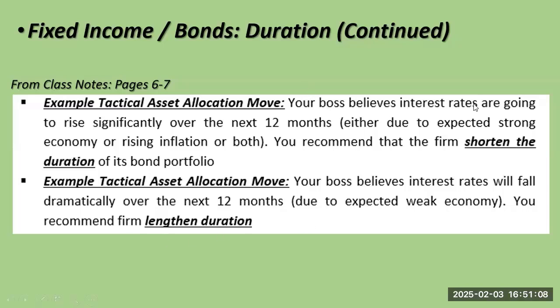So your boss believes interest rates are going to rise. So it's a future projection. You recommend the firm shorten the duration of its bond portfolio. Your boss believes interest rates will fall over the next 12 months. You want to lengthen duration, right? It kind of makes sense, right? You think interest rates are going to fall, buy longer term bonds and lock in today's rates. So when they fall, you've got those higher rates locked in.